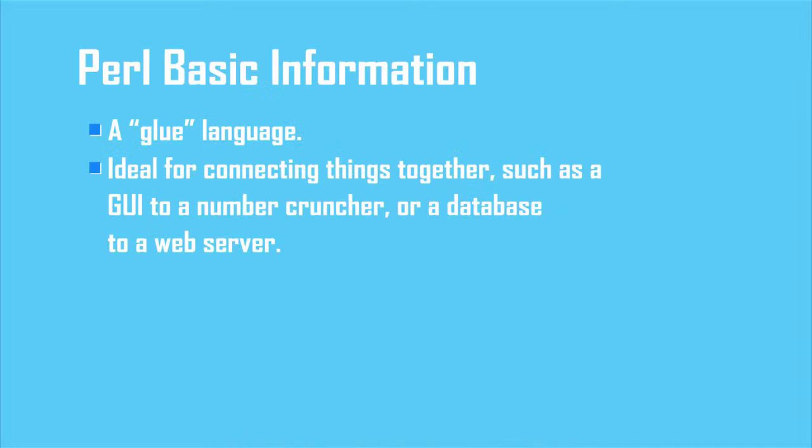Now, let us learn Perl basic information. Perl, in short, is a glue language. When I say glue language, what do I mean? This language is ideal for connecting things together. That means, for example, a graphical user interface to a number cruncher, or to a database, or to a web server.